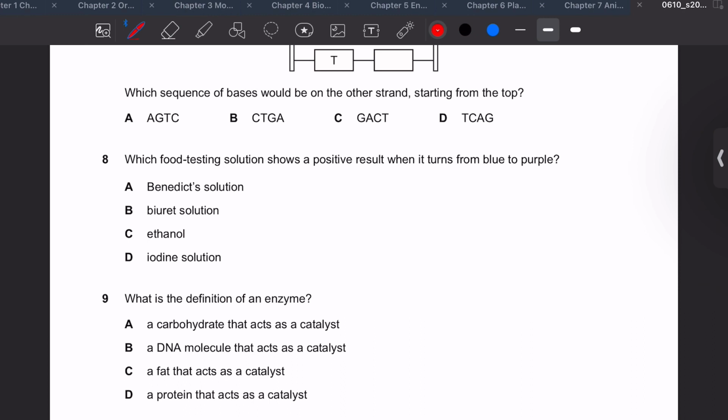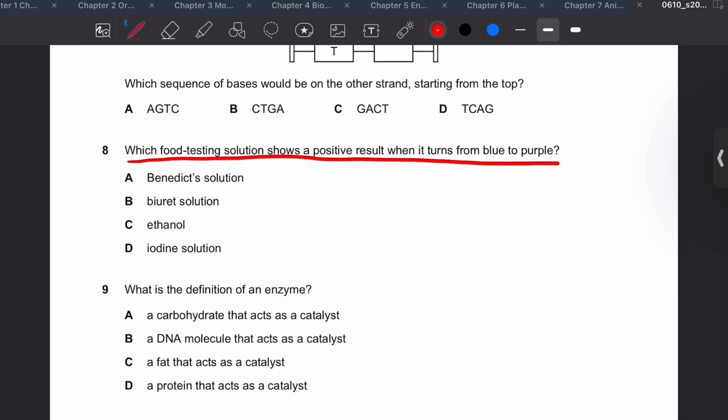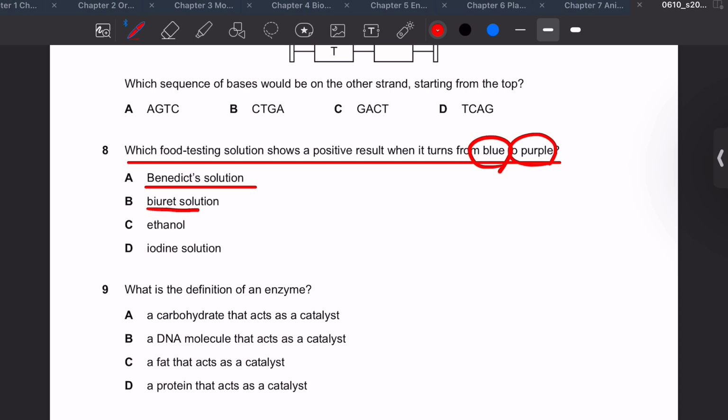Number 8. Which food testing solution shows a positive result when it turns from blue to purple? So food testing. There are several methods for food testing that you guys should know. And this one talks about the color of the solution changing from blue to purple. So the solutions that are initially blue are Benedict's solution and Biuret solution.